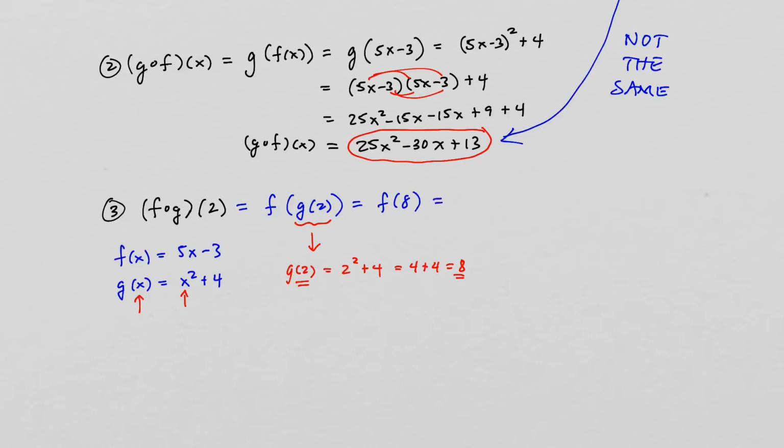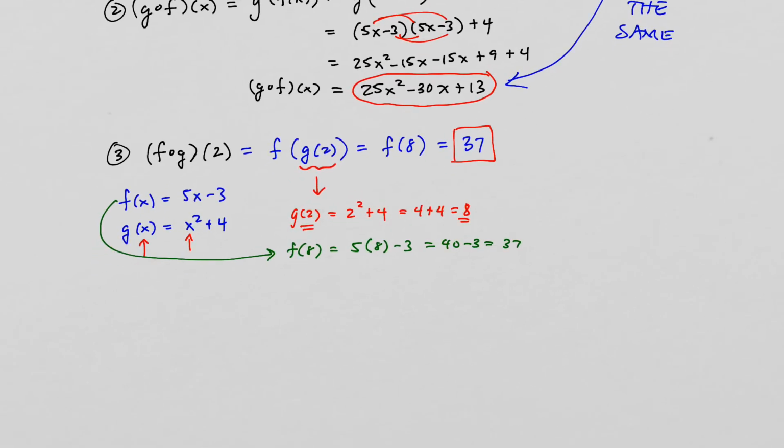And then f of 8, well, you plug that into your f function, right? So f of 8 is, by definition here, 5 times 8 minus 3, which is 40 minus 3, which is 37. And so we can figure out that the value is 37 by doing this sequentially, right? So what I mean by sequentially is first we take 2 and plug it into g. That gives us 8. Then we take 8 and plug it into f, and that gives us 37.